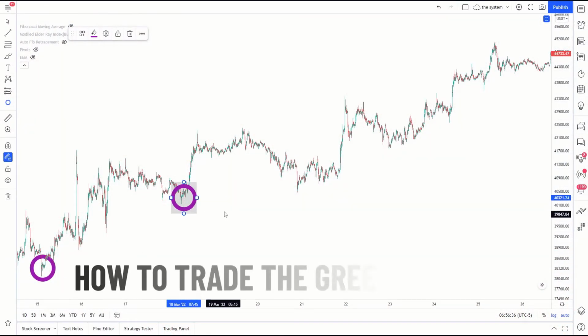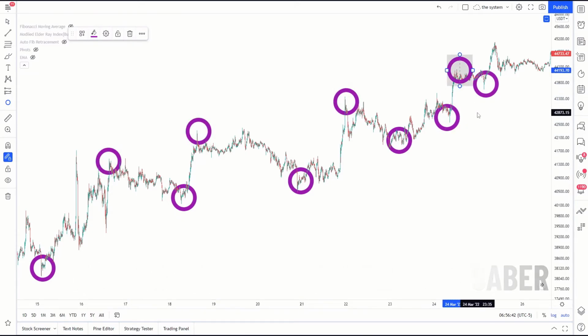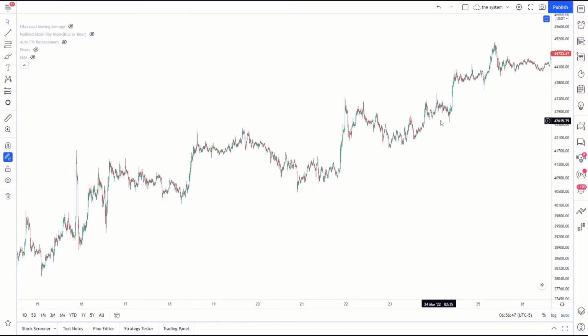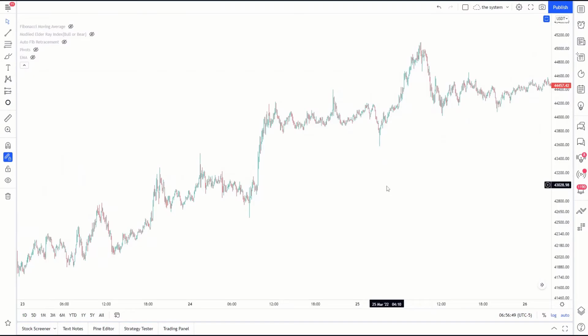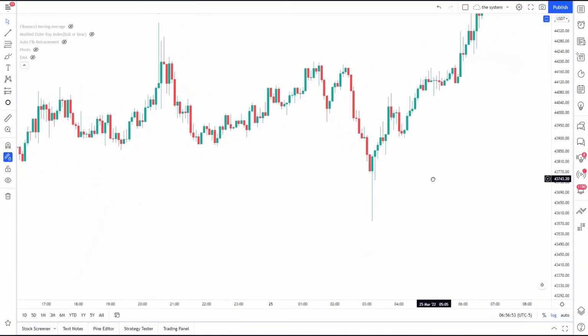We can see here that there have been higher highs formed all the way going upwards, higher lows as well, and this is telling me that we're in an uptrend, so I'm only going to be looking for green lightsabers. And I did identify a very strong one over here. This is a 5-minute chart, by the way. Let me zoom right in for us.